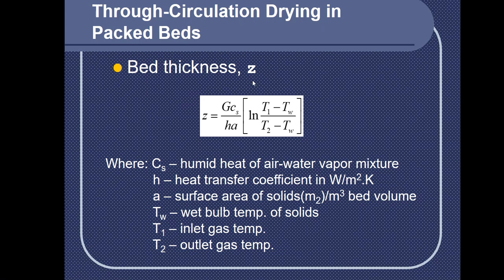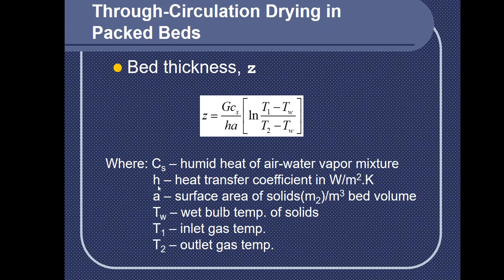The thickness by John Kuplis is represented by letter Z, and it is solved using this particular empirical formula, and the units stipulated here should be followed. So C sub S is the humid heat of the air-water vapor mixture. Specific heat is humid heat. Humid heat here is just the specific heat of the air-water vapor mixture.